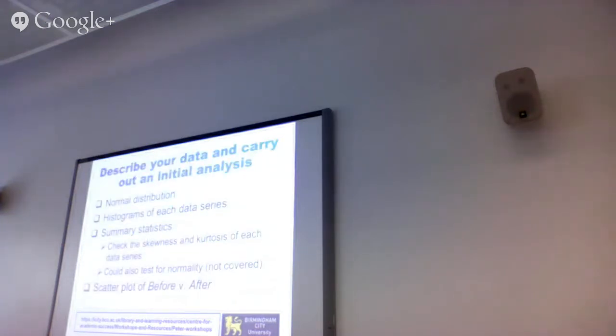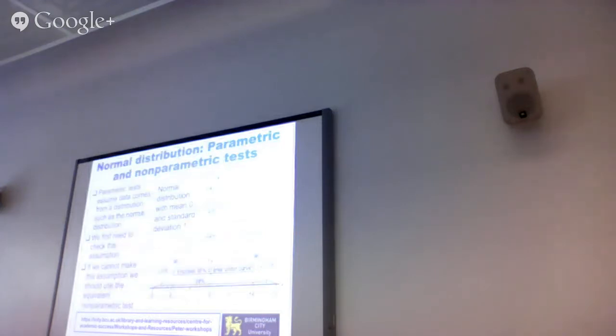So we're going to do a bit of descriptives and initial analysis first. So I'm going to talk about the normal distribution and then look at histograms, some summary statistics, and then a scatter plot. I presume most of you have seen the normal distribution before. It's the most common curve for a probability distribution in statistics. I think we covered this a bit, didn't we, 2 weeks ago in terms of the coin tossing.